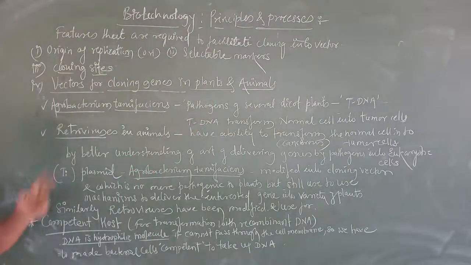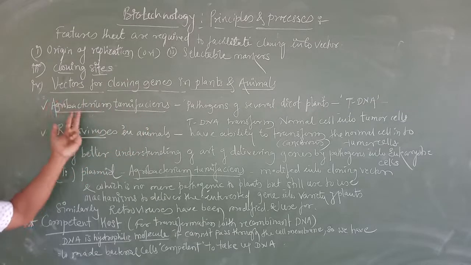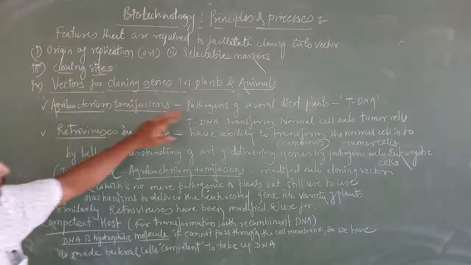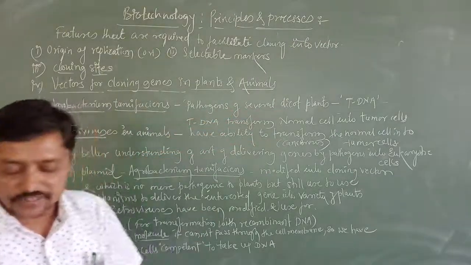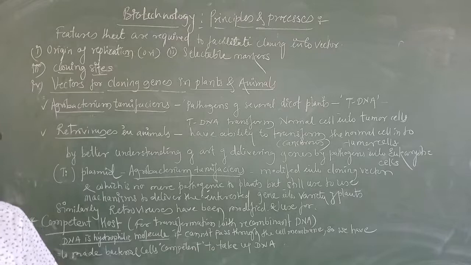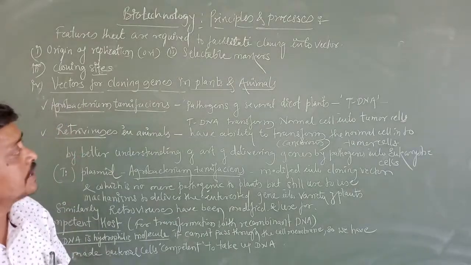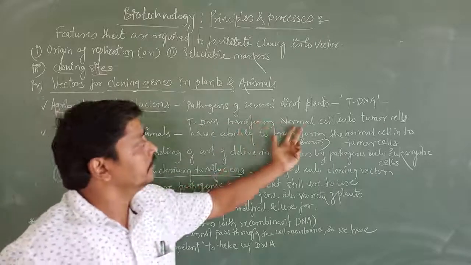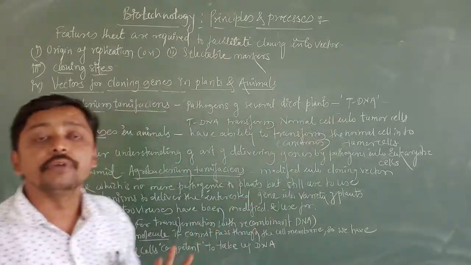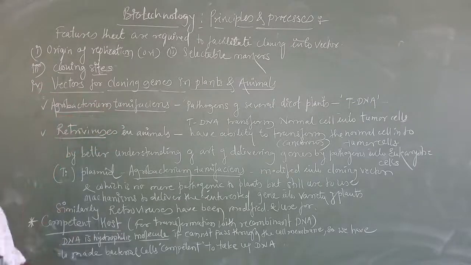The first example is Agrobacterium tumefaciens. Agrobacterium tumefaciens is a pathogen for several dicot plants. And here a piece of eDNA is transferred. I have written here, the piece of eDNA is transferred and converts the normal cell into the tumorous cells.